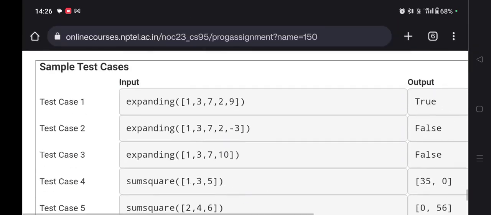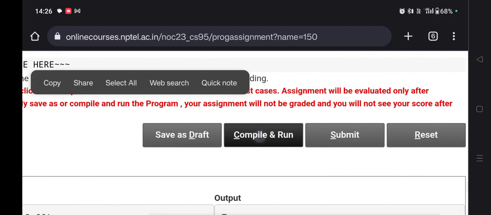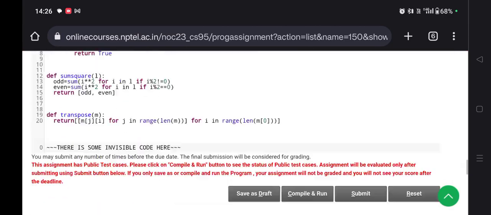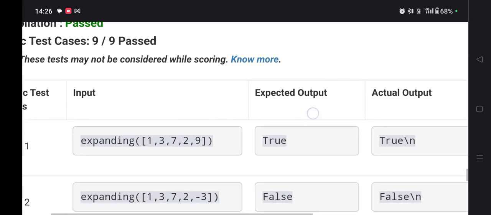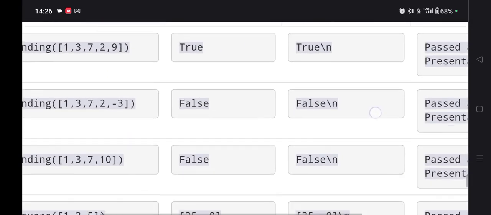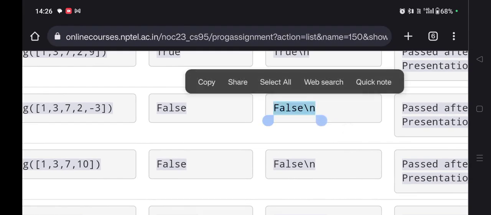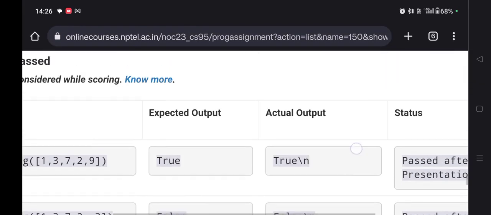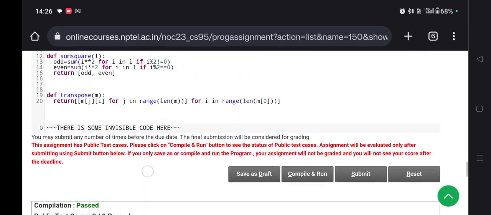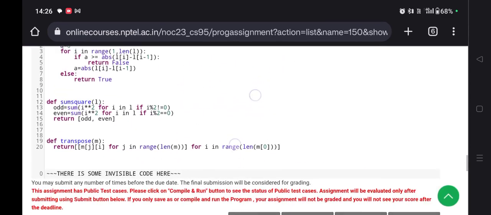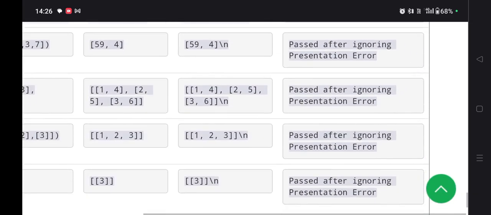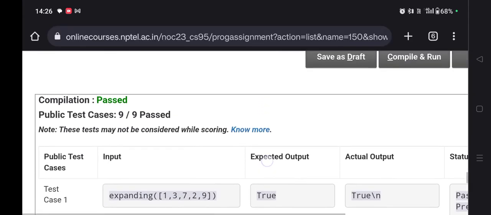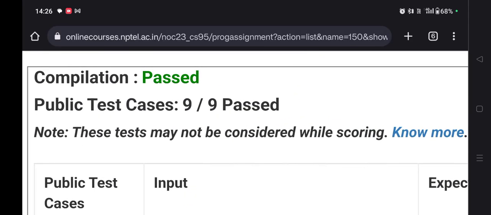Very simple. Once we have written the code, I will compile the code. Now see the answer. What is the answer? You can see that all the tests are passed. Don't ignore this \n, because we are actually experts in C programming, so there are sometimes problems with \n. Just ignore it. You can see he has also ignored it, but the status is passed. So what score did we get? We passed, and we got 9 out of 9.